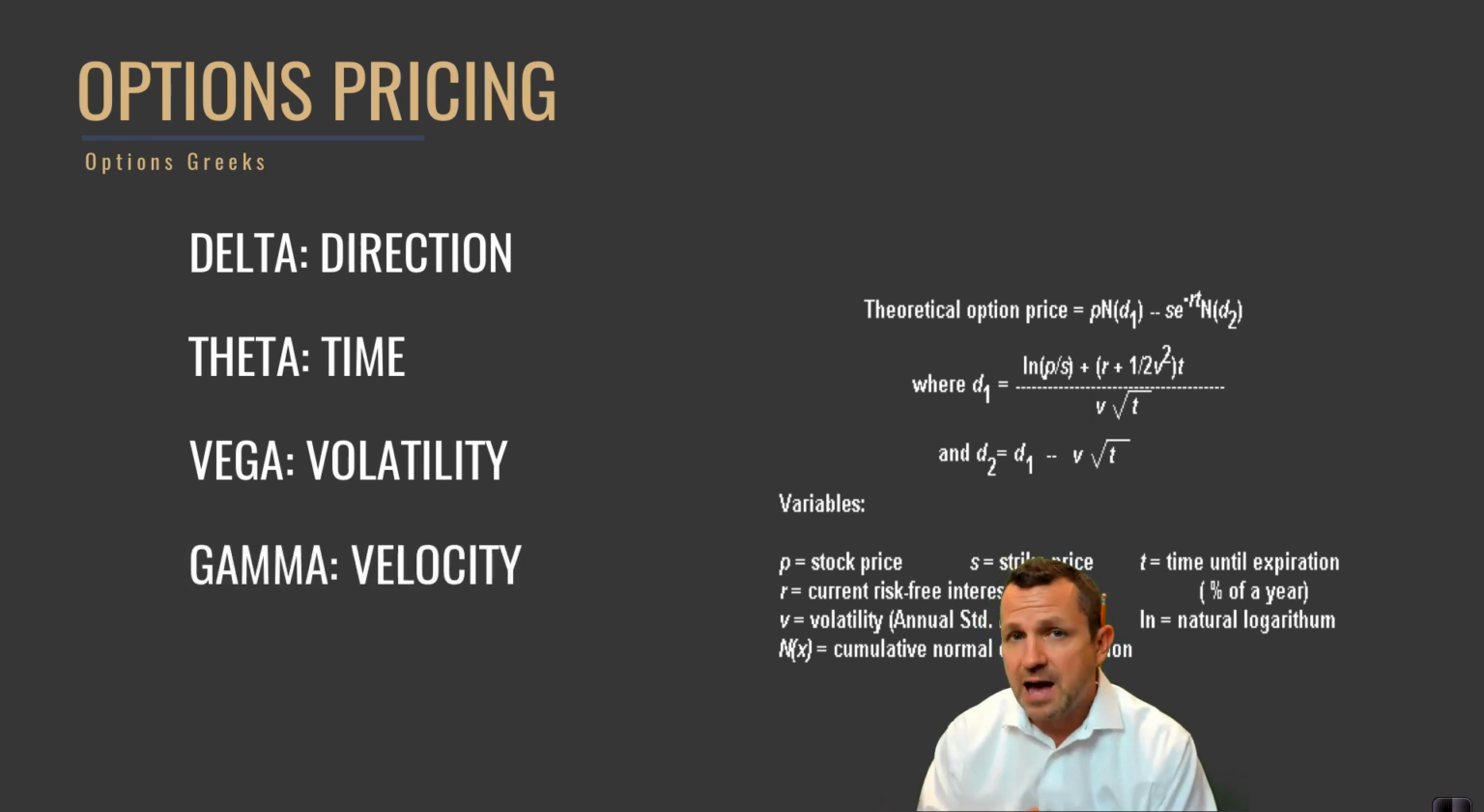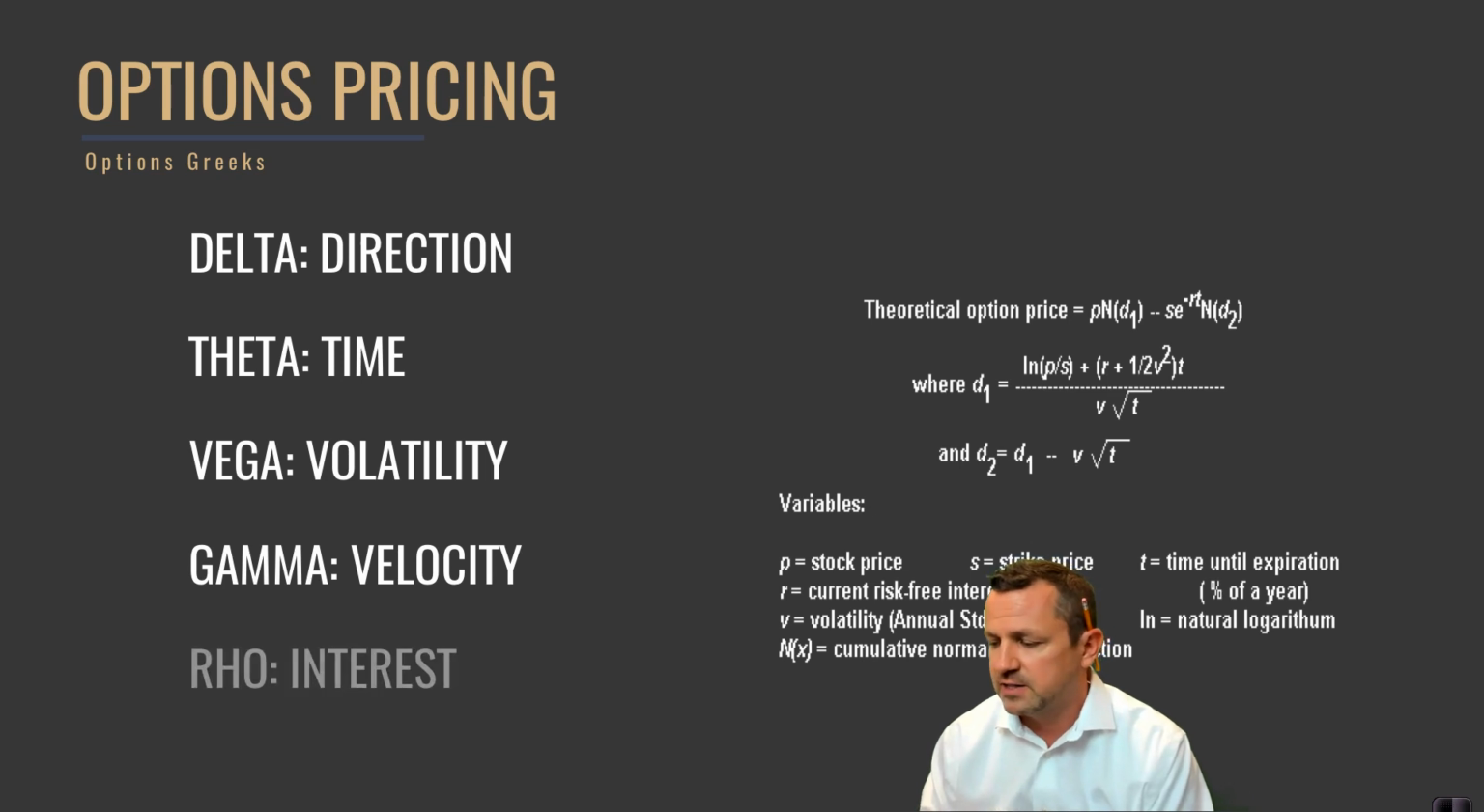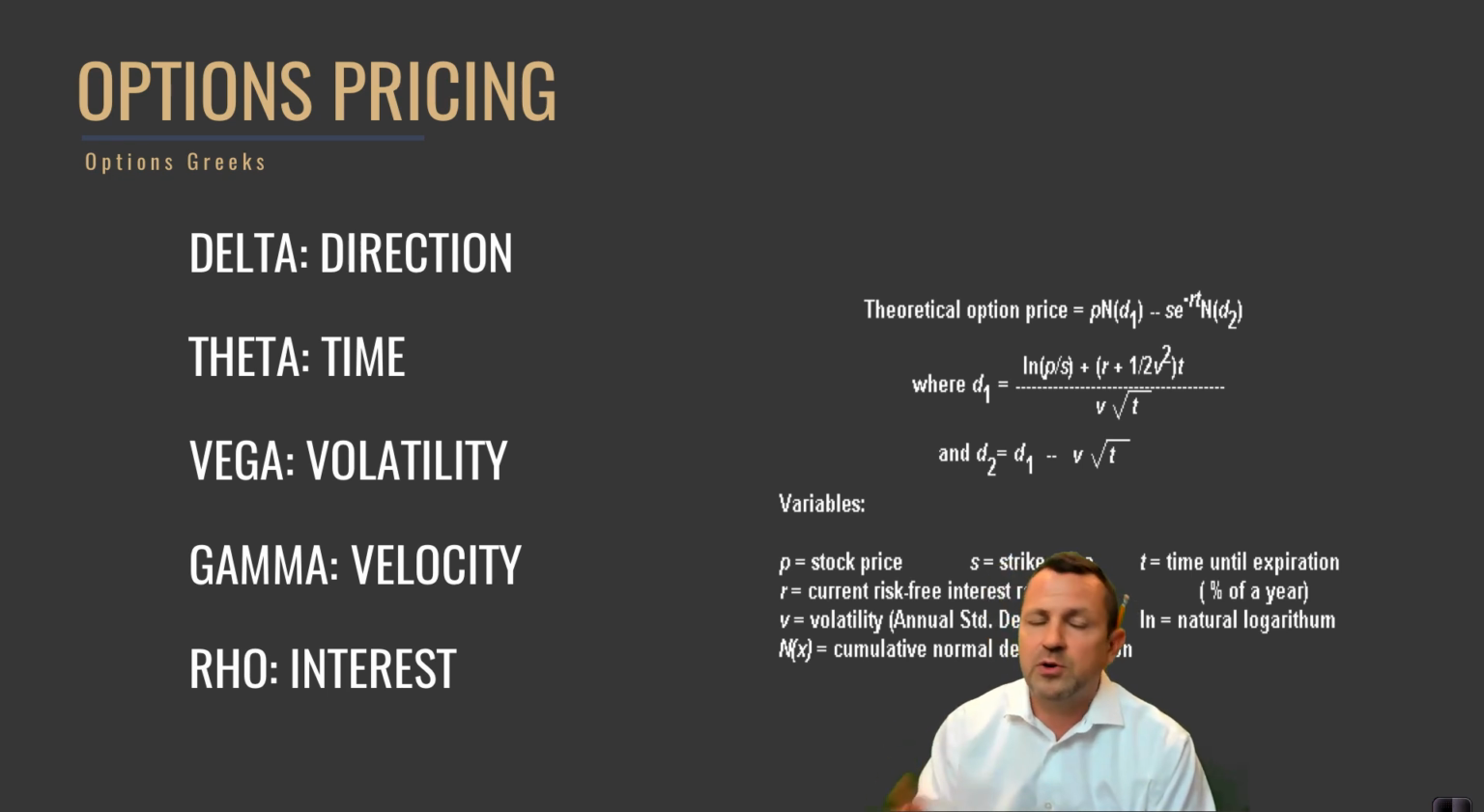Then we have gamma, which is how quickly the delta changes. Another way of looking at that is what's called velocity. And you have what's called rho, which is the amount of risk-free interest rates, which would be if you were to put your money into a CD or into a bond type risk-free, low-risk interest rate yield. Now, if interest rates go up, premiums go up. If interest rates go down, premiums go down.